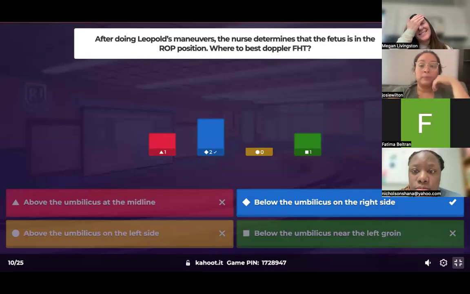So it can be below the umbilicus on the right side. So when you're studying, study your cardinal movements as well as fetal lie, fetal position, fetal attitude. Okay. So can someone tell me what ROP stands for? Just those words, the letters.